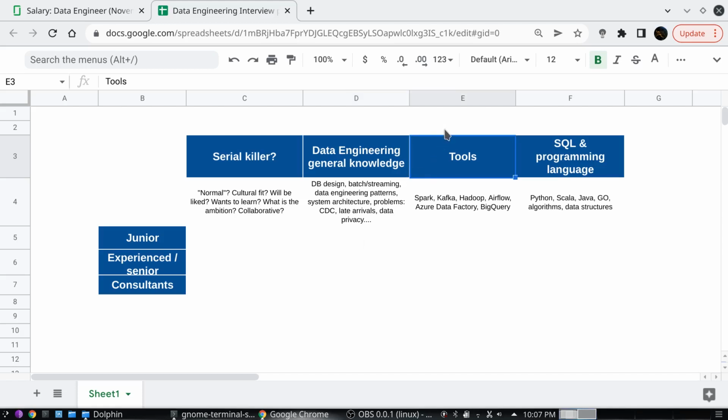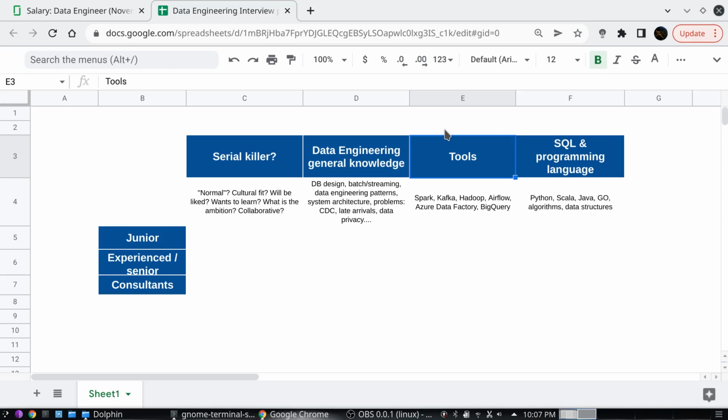Then the next section is about the tools. Every company uses some tools for data engineering. It's not only Python. So they will ask you questions about Spark, Flink, Kafka, Hadoop, different things which they may be using. Maybe they are using one of the clouds like GCP. So they will just try to figure out how much they will need to invest in you at the beginning before you become productive.